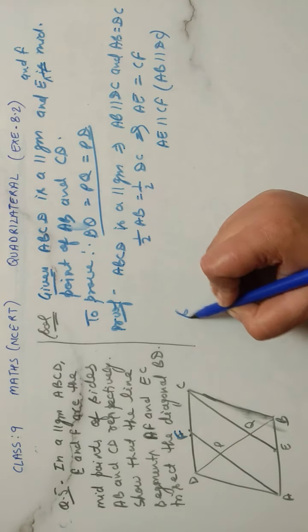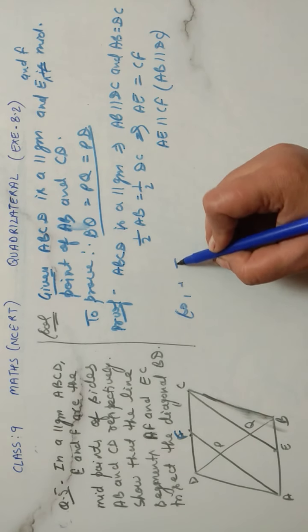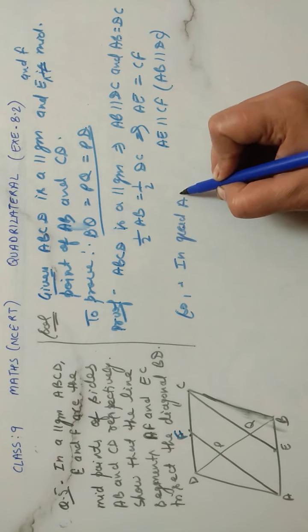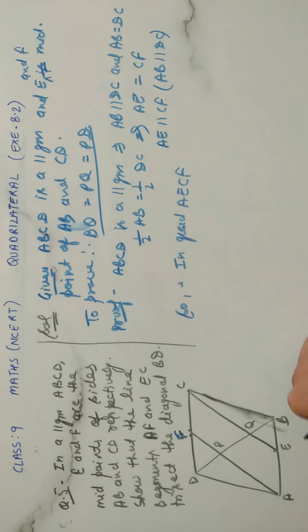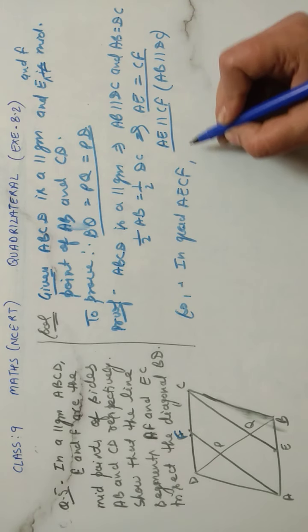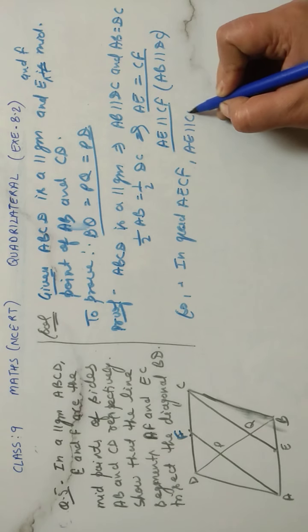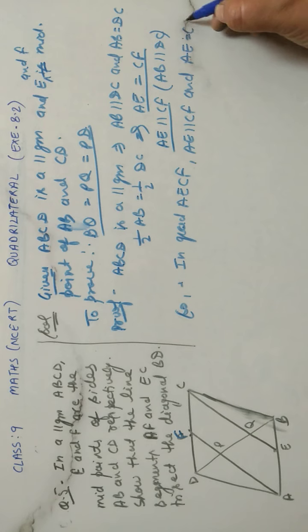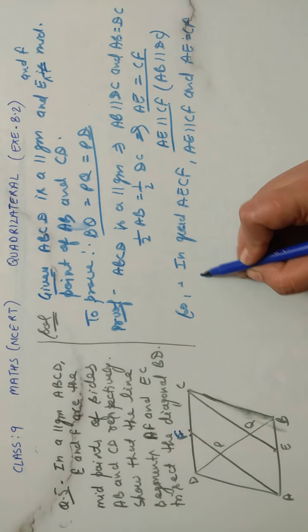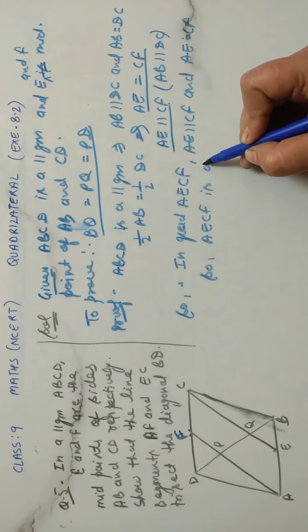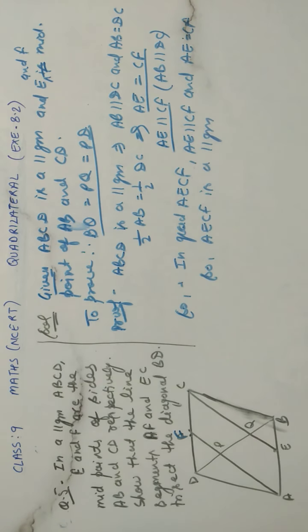So from here what we get is that in quadrilateral AECF, one pair of sides is parallel as well as equal. So AECF is a parallelogram. AECF is a parallelogram.